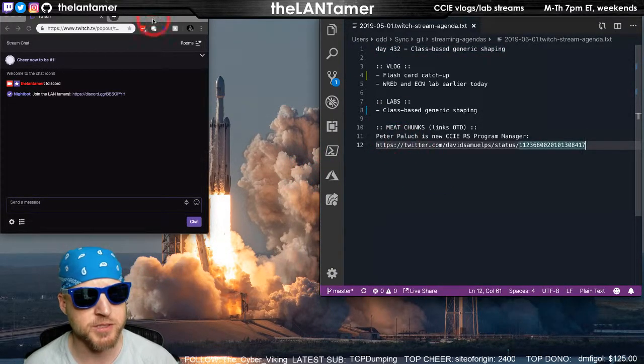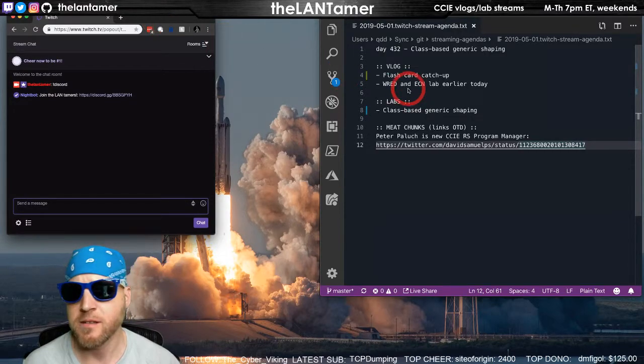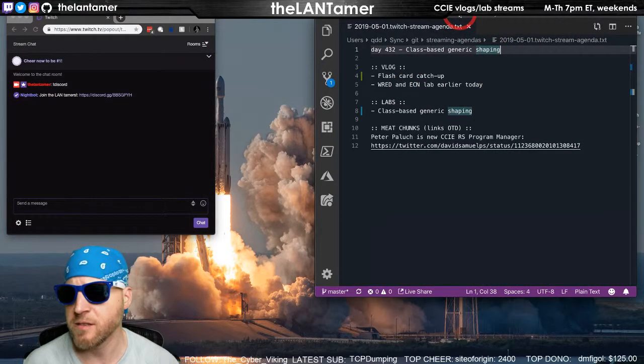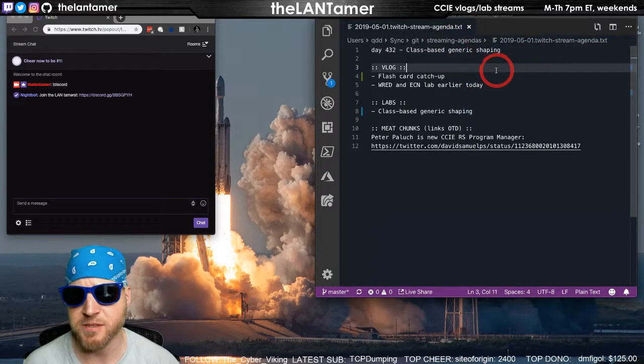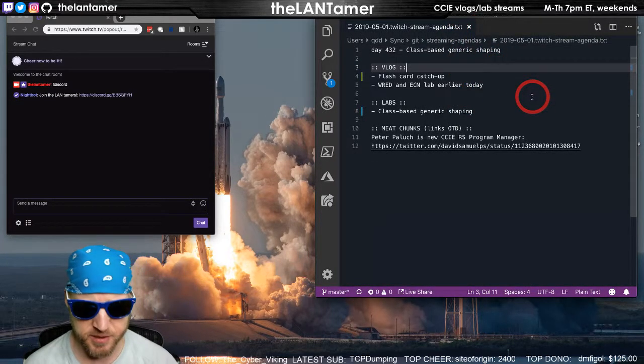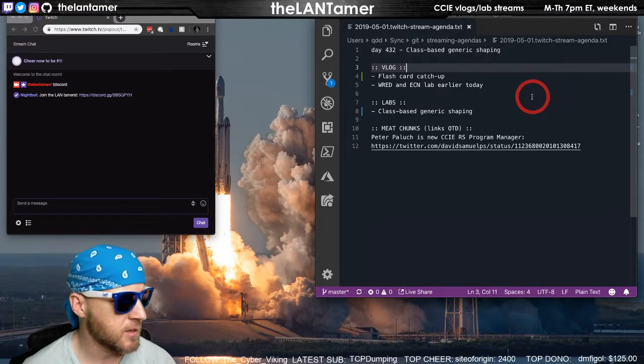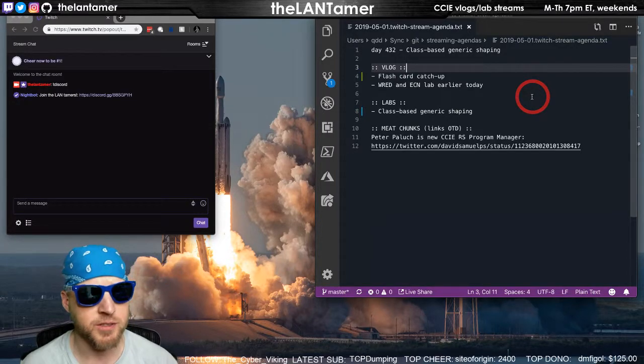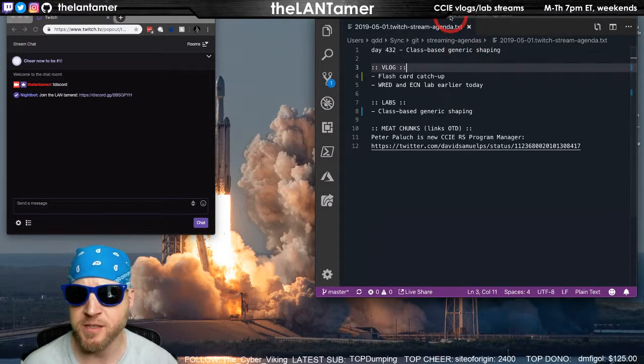Day 432, Wednesday night, and we're going to talk about some class-based generic shaping. INE labs. So still in QoS, driving towards wrapping up this weekend and moving on to security. So that's where we're at. It will be brief tonight.